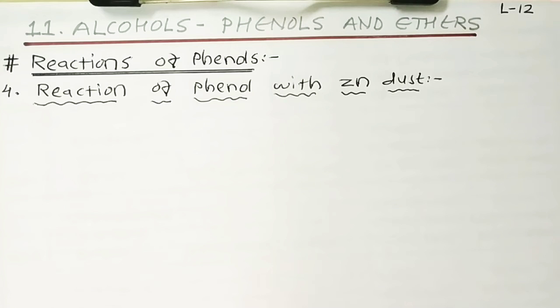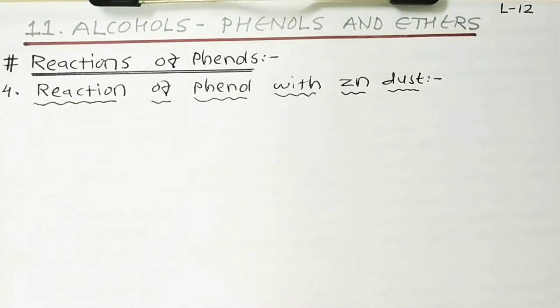In alcohols, phenols and ethers, in the last sessions we completed two different processes. One is the industrial preparation of salicylic acid with the help of the Kolbe-Schmitt reaction, and number two is the Reimer-Tiemann reaction to form salicylaldehyde. From today onwards, we look at the reactions of phenol.